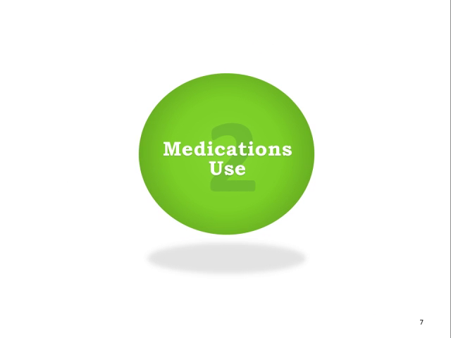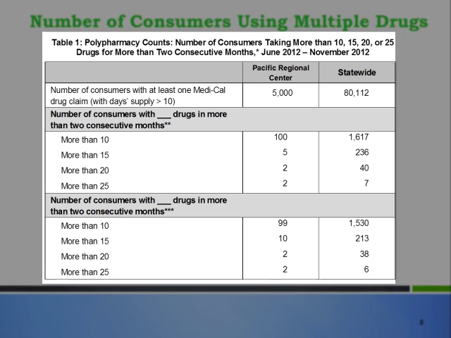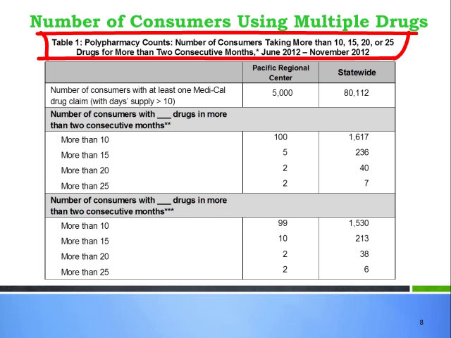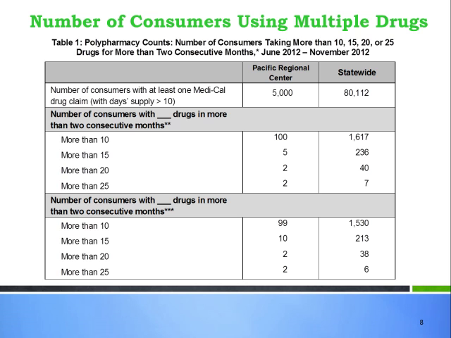Let's take a look at the medications used or polypharmacy information now. Table 1 on page 3 of the report shows the number of consumers using multiple drugs. Drugs are identified in Medi-Cal claims using the National Drug Codes, NDC, which are Universal Unique Product Identifiers. This measure is designed to focus on long-term polypharmacy issues. For this reason, we do not include drugs taken for only short periods of time, which could occur, for example, as part of an inpatient hospital admission.